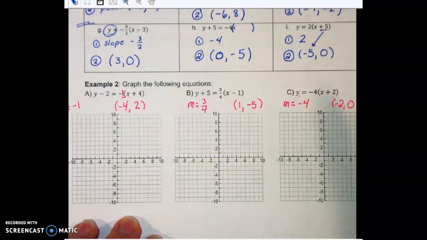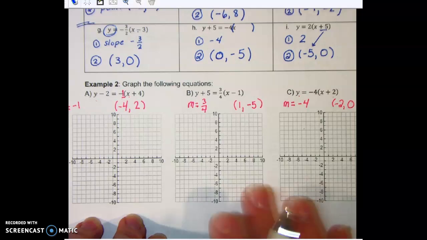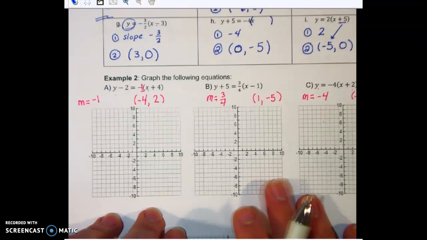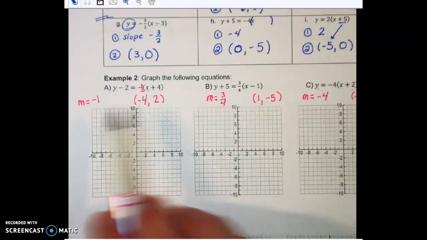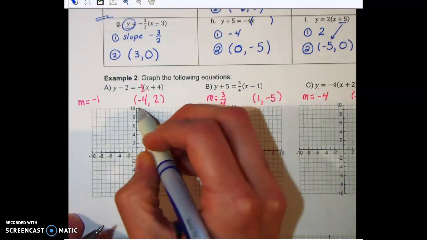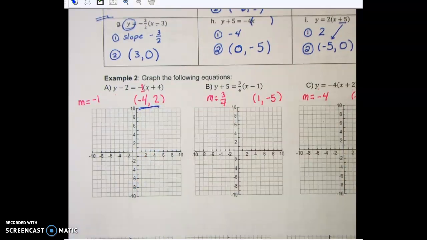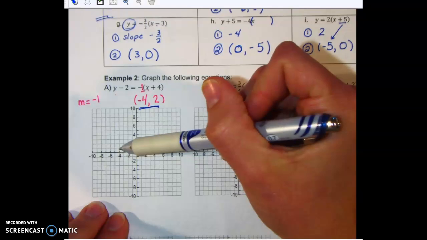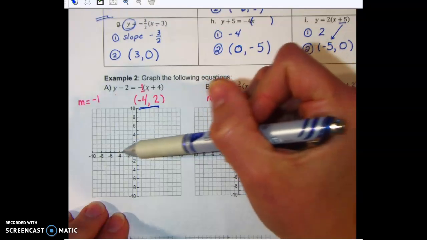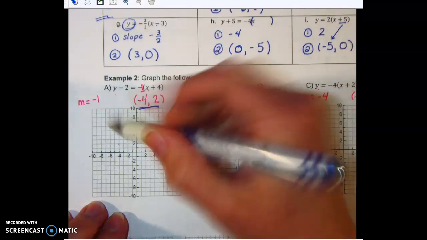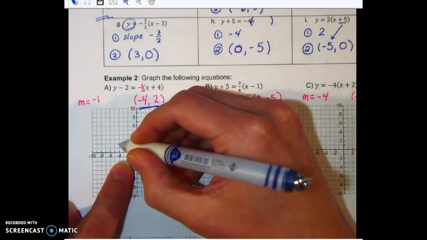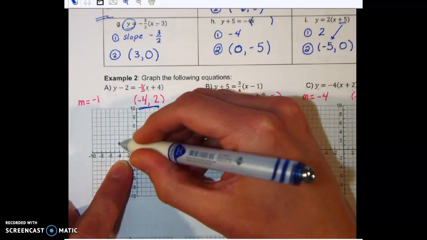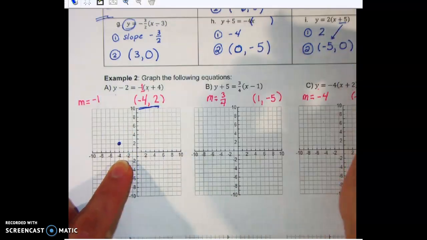Okay, so now our job is to go back to each one of these that we did the identifying with and to put those on the graph. Okay, so let's slide back over to the first one. And what you're going to do first, once you've identified these 2 things, you're going to put this point on the graph. So plot the point -4, 2. So -4 on the x-axis, 2 on the y-axis is that dot right there. So we're just plotting that point.